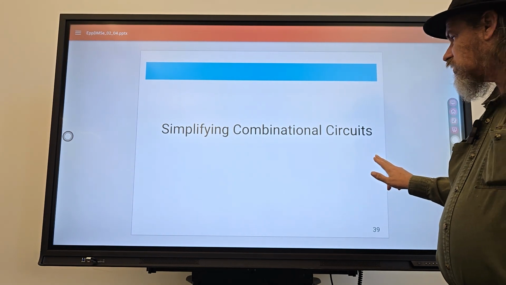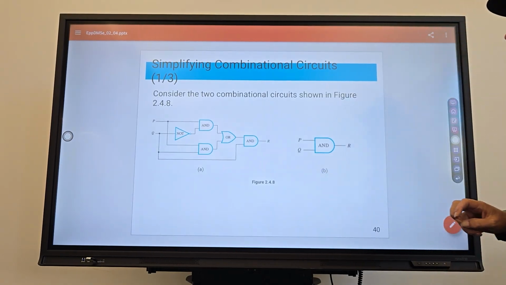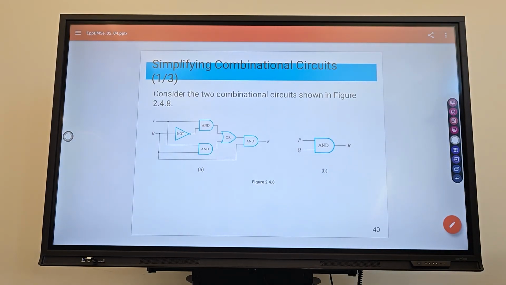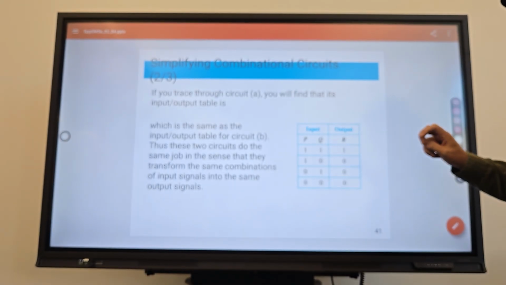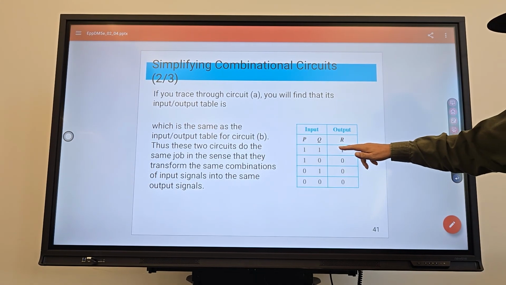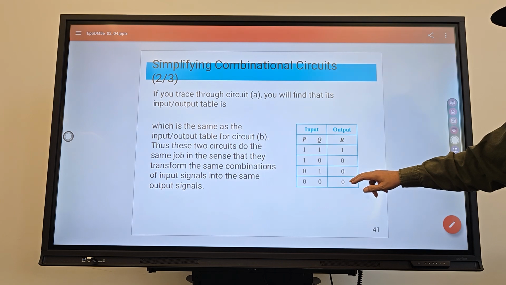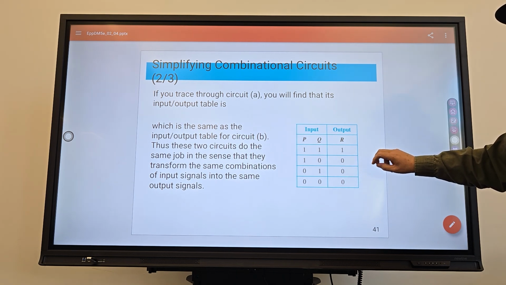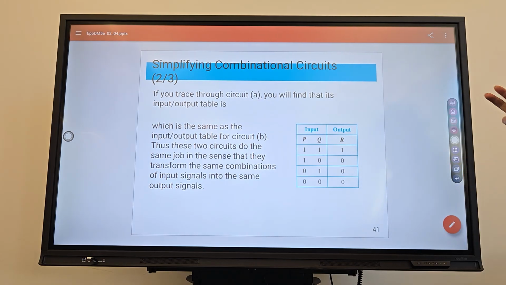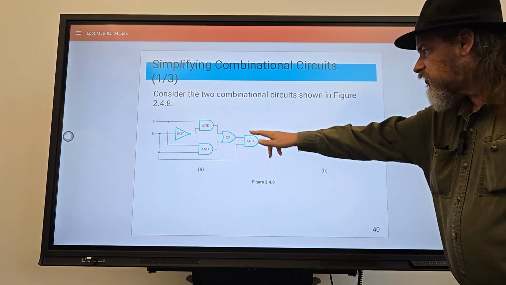Simplifying combinational circuits. Well, consider these two. If you trace through a circuit, you'll find that its input-output table is this here, which is the same as the input-output table of circuit B. Thus, these two circuits do the same job with the same inputs and the same outputs. So these two are equivalent.